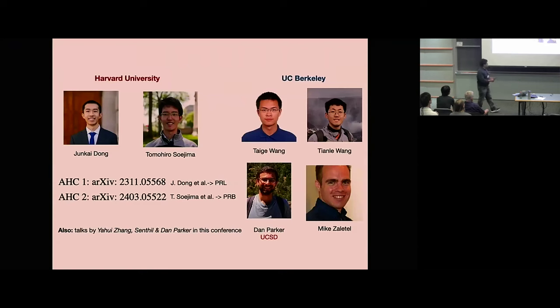And before I get into the talk, these are all my collaborators, many of whom are actually here. So Junkai and Tomo, who are at Harvard, and Dan, who's now at UCSD, and we collaborated very closely with Mike Zaltel's group, Tiger and Tianle, who may actually, either one or both of them, be here. And so there are two papers. I'll mention both of these in the talk. But I want to point out there are 3 other talks in this conference which are related, maybe more. So Yahweh and Santal and Dan. So this will be the one closest to this talk. I'll talk about part of this work, and I think Dan will talk about the rest of it.